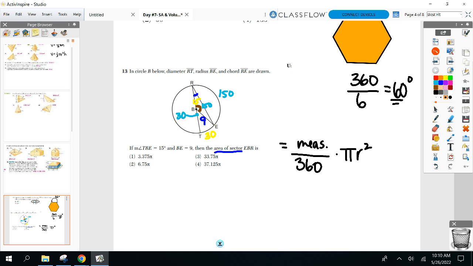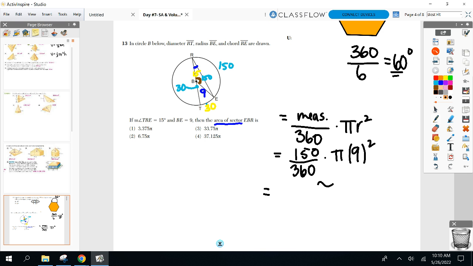There's still one piece here. This is why this Regents is so tough. We just did a heck of a lot right there, and that's still not even good enough. 150 over 360 times pi 9 squared. Look at all your choices. What are they? In terms of pi, right? So don't press the pi button on the calculator. Leave it there. Multiply 150 over 360 times 9 squared. And I'll get back to you in a minute.